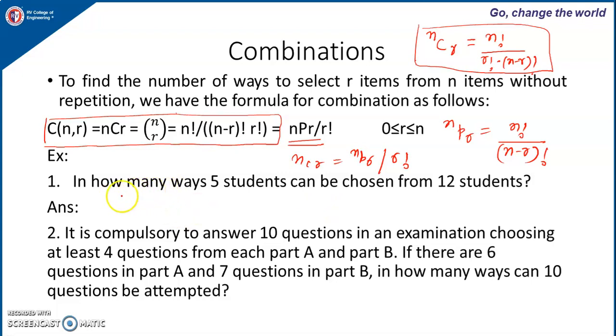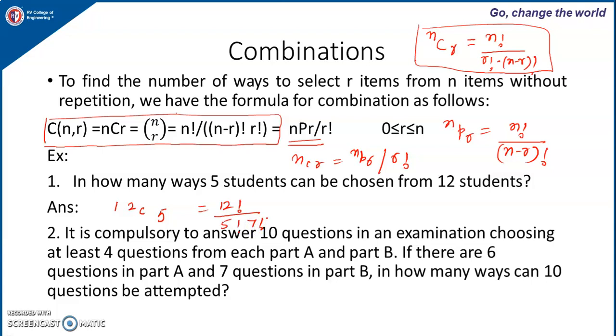The first example is, in how many ways can 5 students be chosen from 12 students? This is very simple. Here we have to choose 5 students from 12 students. So it is a direct question. We are going to select, so we have to choose 5 from 12. So it will be 12C5, and then 12 factorial upon 5 factorial into 12 minus 5, that is 7 factorial. Okay, so this will be the answer.